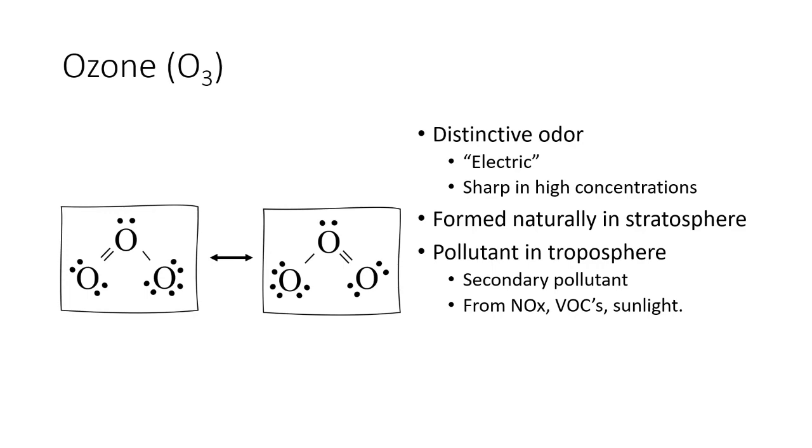If it's in the troposphere, that's where all the living things are, including us. And then it becomes a pollutant. When it's in the stratosphere, it's not touching anything living. We don't care. It's doing good up there. Down here, it's a problem. And it comes from nitrogen oxides and VOCs, and also from sunlight. So sunlight can cause that reaction to happen.